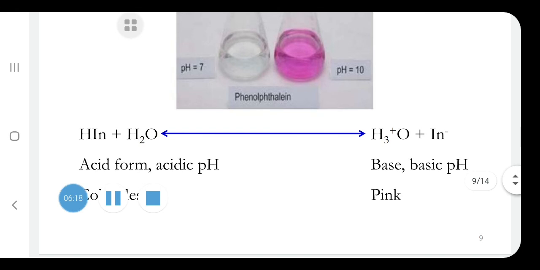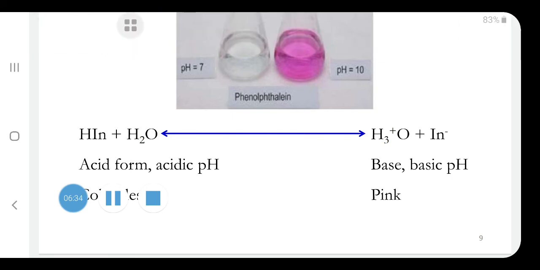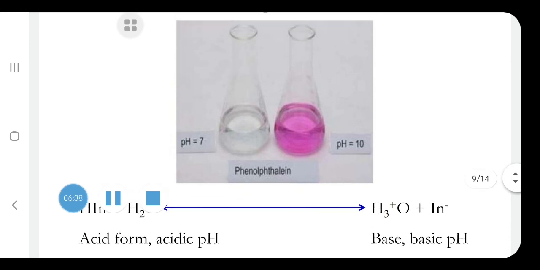At this juncture, the H plus ions and free indicator are liberated. This liberation of free indicator into the solution is seen by a change in the color. Hence, there is a color change from the colorless solution to a basic pink color. So that is what is given as a pictorial representation. At pH 7, phenolphthalein is colorless, but at pH 10, that is alkaline pH, it is pink in color.